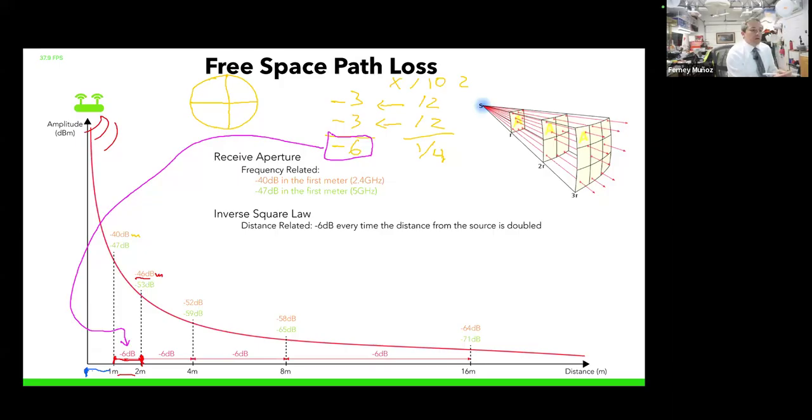This is just going back to a trick we just learned. Again, if I double the distance from 2 meters to 4 meters, double the distance, 1/4 of the power, you lose 6 dB. This is just physics, okay? We've done this test in class.